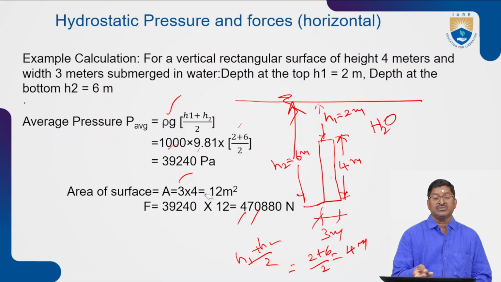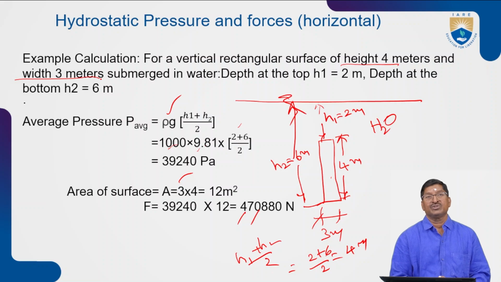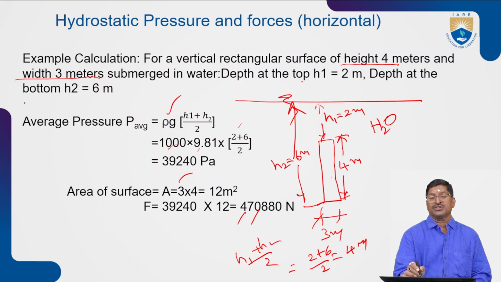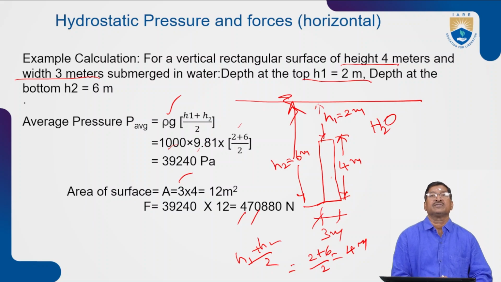Here is another problem. Here also it is rectangular in shape. Height is 4 meters, width is 3 meters. Then the area of the submerged surface is 4 into 3, 12 meters square. The depth from the water surface to the top of the submerged surface is h1 equal to 2 meters, and to the bottom of the submerged surface is h2 equal to 6 meters. Then the average height is h1 plus h2 by 2, that means 2 plus 6 by 2, 4 meters.